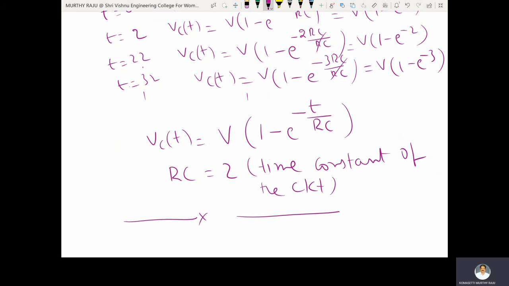In the next video, I will derive the discharging equation of the capacitor.